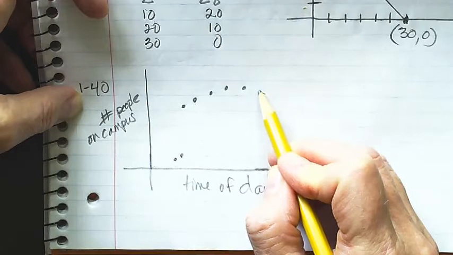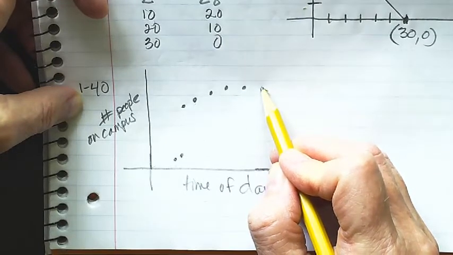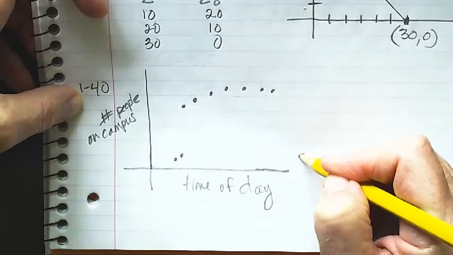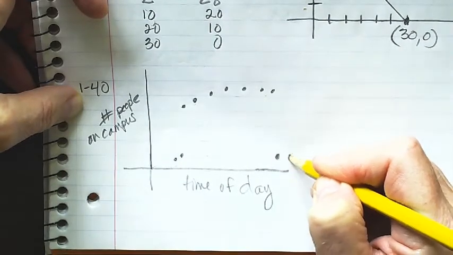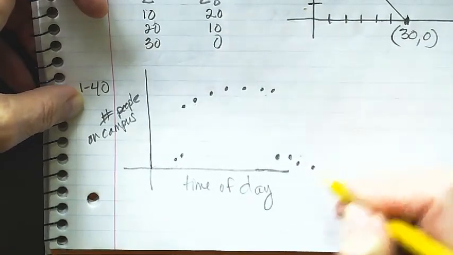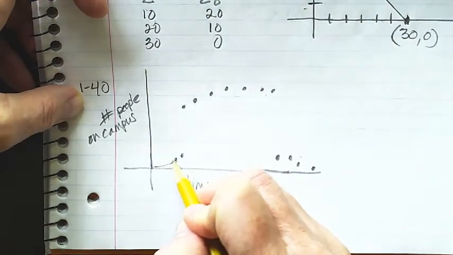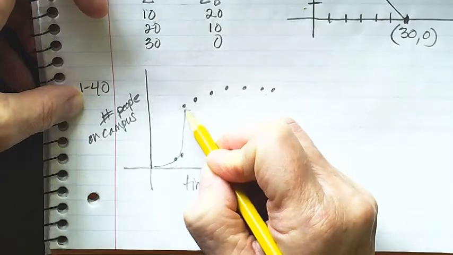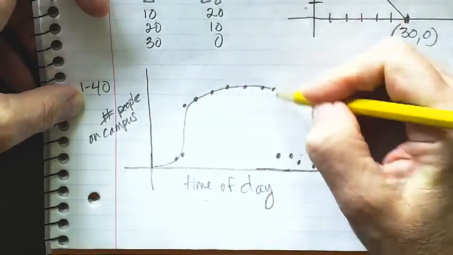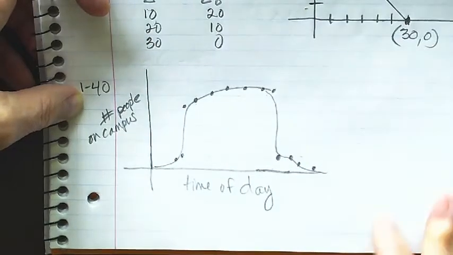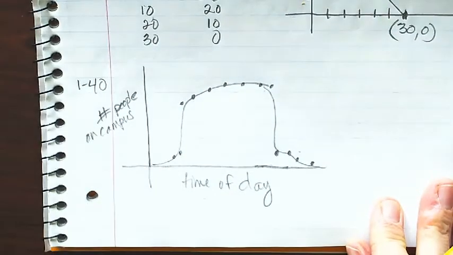Maybe it gets to a high point, and then school gets out and everybody goes home. Maybe you have a few people staying for after-school activities. There you go. So you could do something like this. All right.